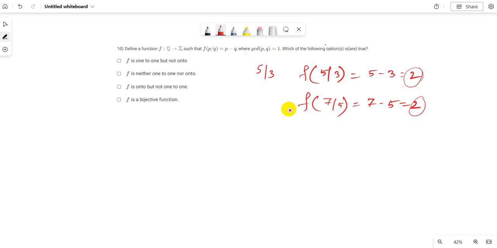But here 2 has two pre-images. So f cannot be 1-1.